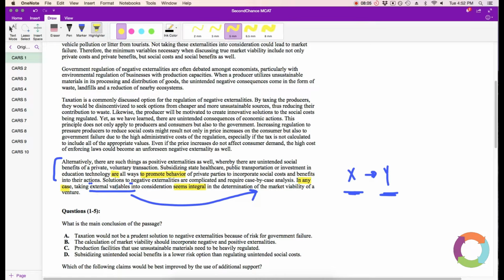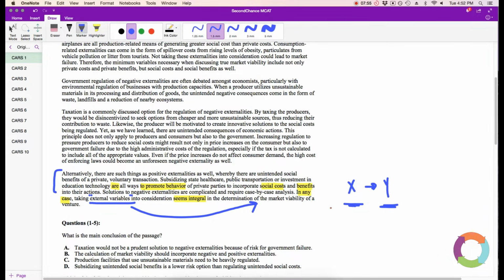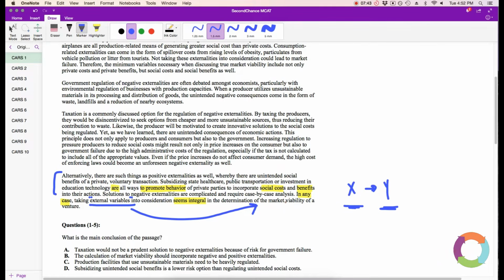So again, taking external variables into consideration. That seems to be something like social costs and benefits. Are those the external variables that we're looking for? Perhaps. Okay. So let's take a quick moment here, just recap what's the main point. Apparently the author thinks that external variables like social costs and benefits are important to consider when you're determining whether or not something is viable in the market.